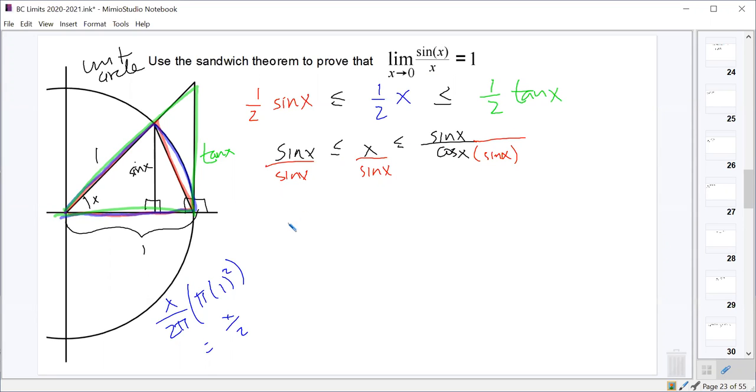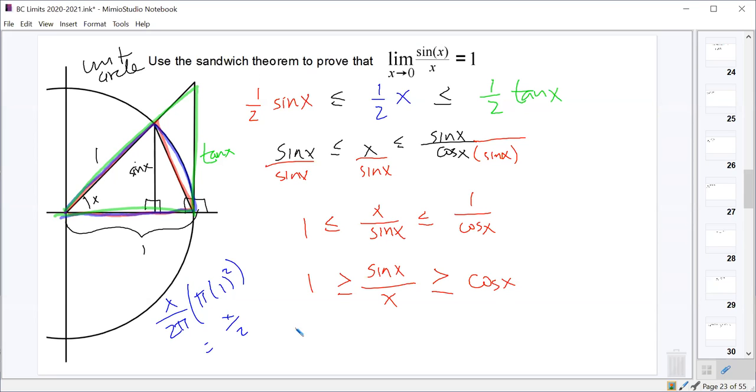And that ought to give me 1 is less than or equal to x over sine x is less than or equal to 1 over cosine x. Good so far? Yes. Okay. And now all we have to do is take a reciprocal. Anytime you take the reciprocal of an inequality, flip the inequality signs.